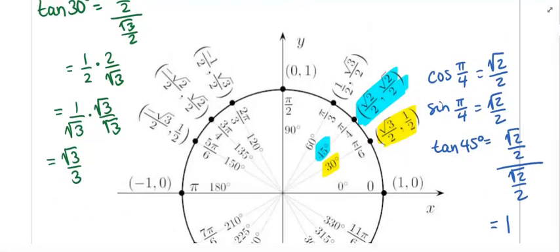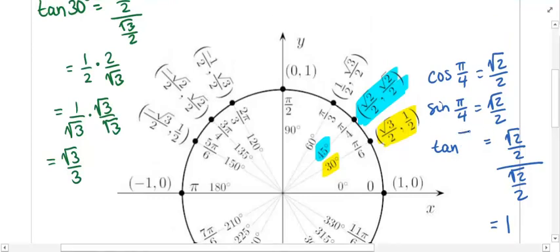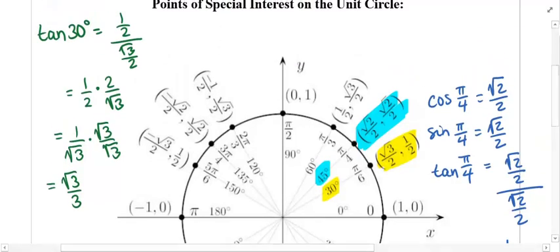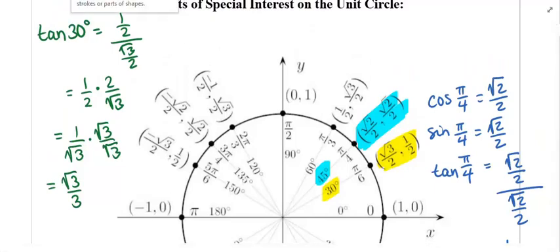So we've seen before, like I said, the tangent of 45 degrees, which is the same thing as pi over 4. Tangent of pi over 4 is 1, because you're just taking your coordinates here, square root of 2 over 2 and square root of 2 over 2. You're doing your y coordinate divided by your x coordinate. Since the coordinates are the same, you're going to get a value of 1 for the tangent of pi over 4. And then if you're looking at 30 degrees, that's the same thing as pi over 6.